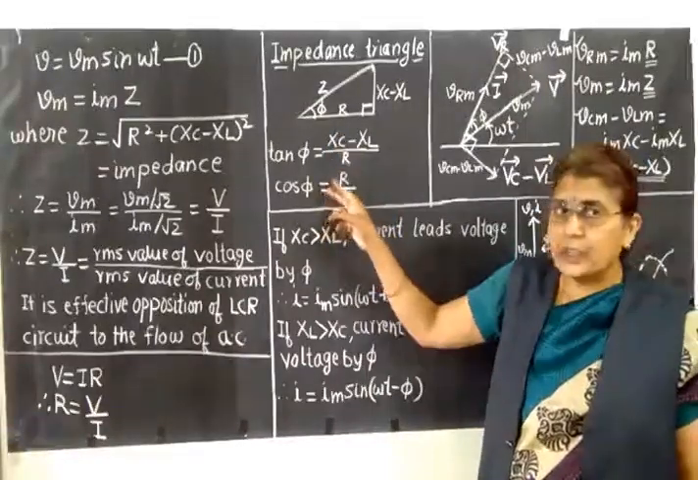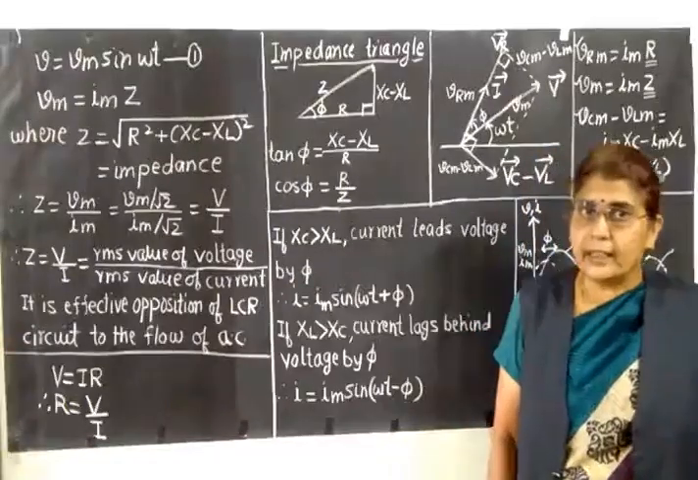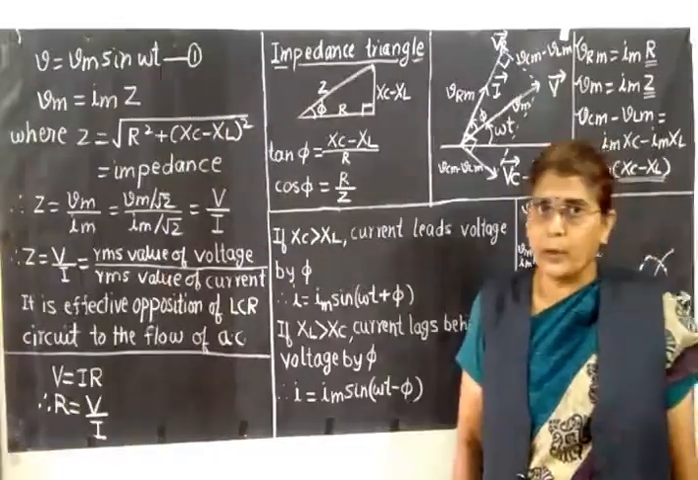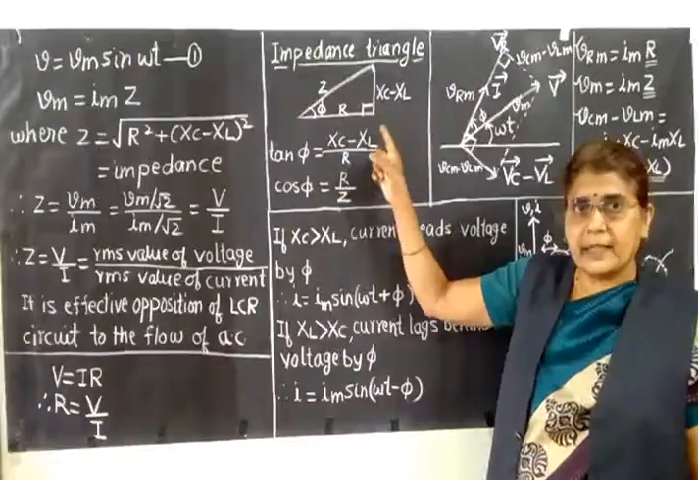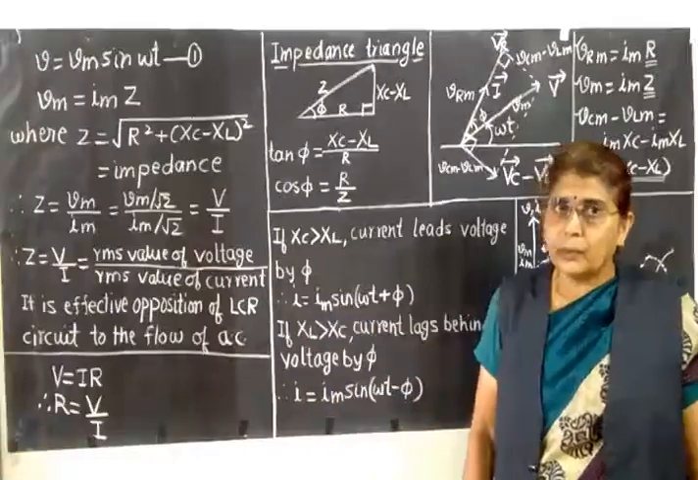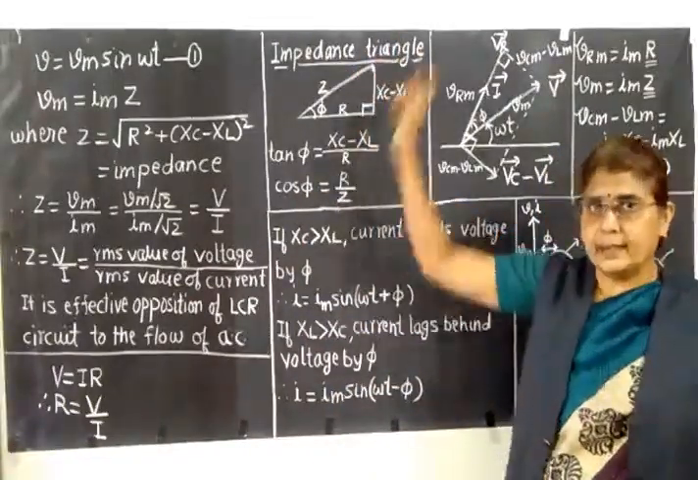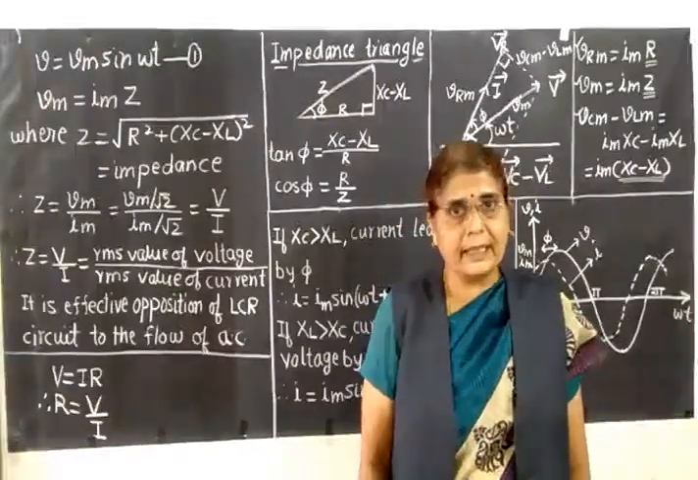So you need these expressions to find out the phase difference between the voltage and current when you are solving problems. If XL is greater than XC, this difference you have to take as XL minus XC. Rest all is the same. So this is useful for your problems. It is called the impedance triangle. So this is all for the LCR circuit. Thank you.